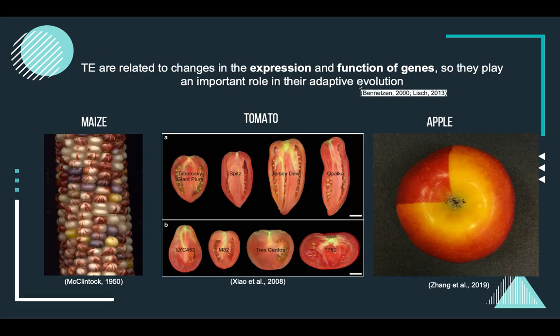Transposable elements are important because depending on their insertion site, they can affect expression and function of genes near them, and they also play a crucial role in evolution. Here we have some examples. We have the change of color in the maize kernels, the change of size in tomato, and the change of color in apple. All of them as a result of transposable element insertion.